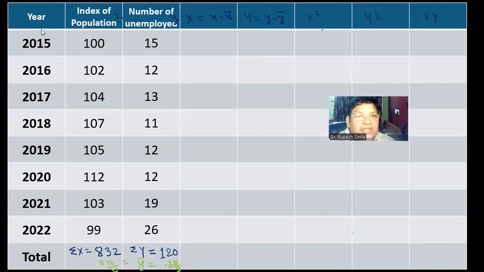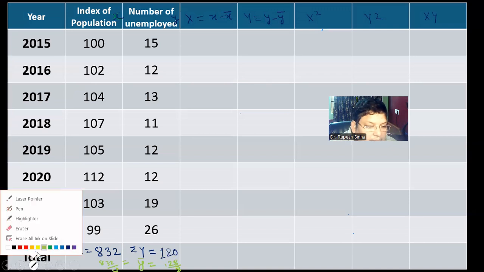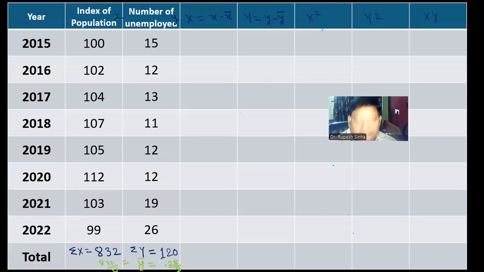X bar, that is the mean of x, is going to be what? X bar equal to, we got 104, and y bar, 120 by 8, we are going to get what? 15. Now what we need to do?